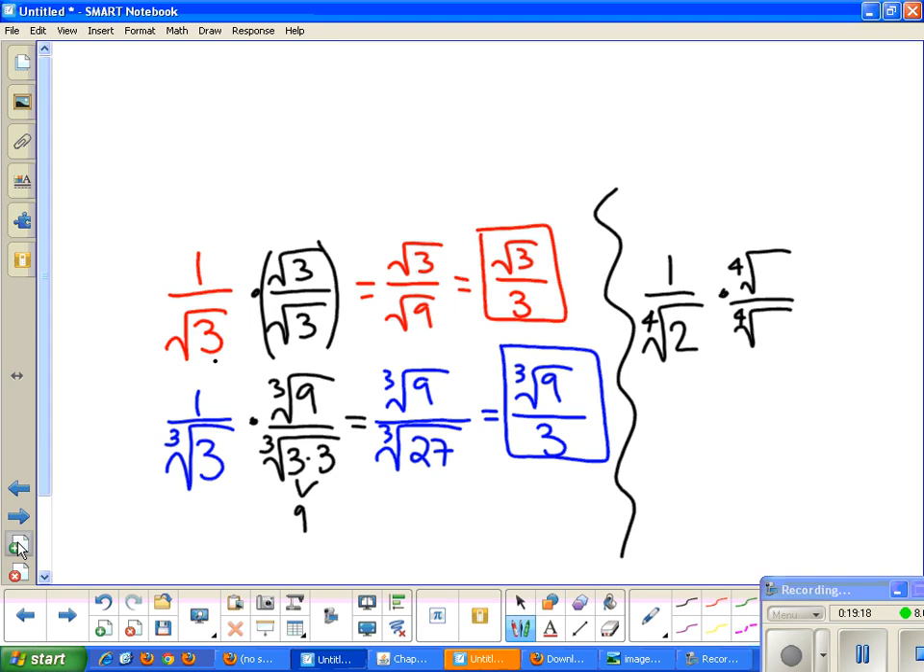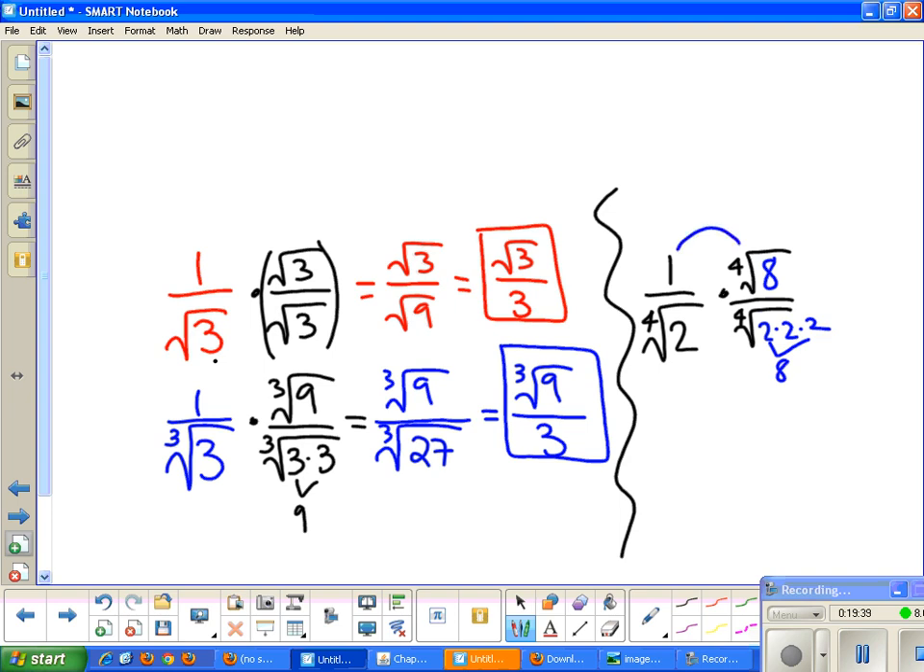Since it's a fourth root, I need a group of 4 2's. I have 1 here, which means I need 3 more. So 2 times 2 times 2 times another 2 would give me 4 2's. So 2 times 2 is 4, and 4 times 2 gives me 8. And you can put that there, or you could put 8 right here if you wanted to.